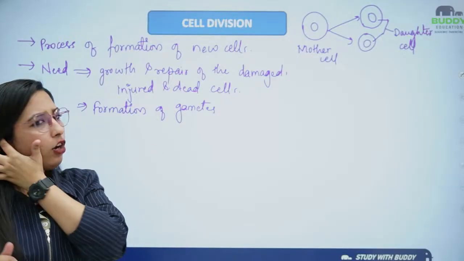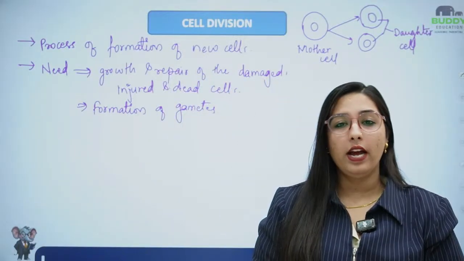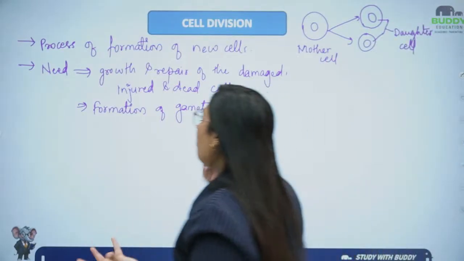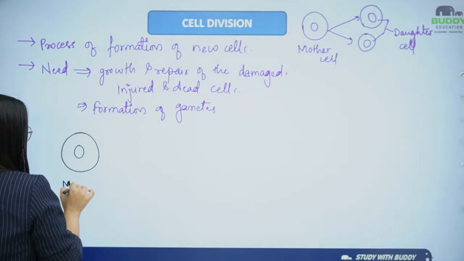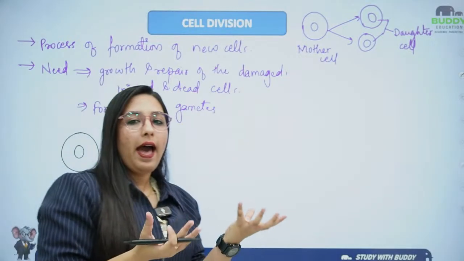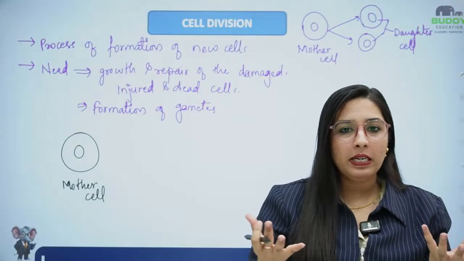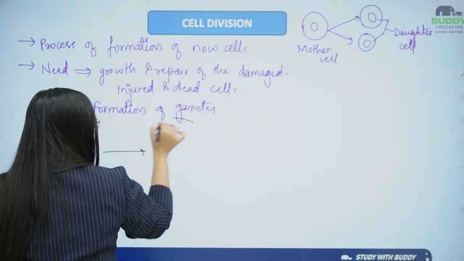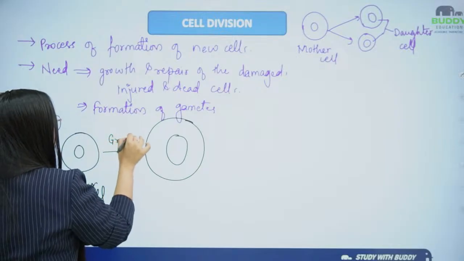So, is it that easy that one cell will simply divide into two? No, it won't be that easy. What is the process exactly? First, there will be a normal cell, let's call it the mother cell. Now there will be growth happening inside the mother cell, because I want to make one cell into two. Everything will be multiplied, everything will get bigger. So there will be growth at first.